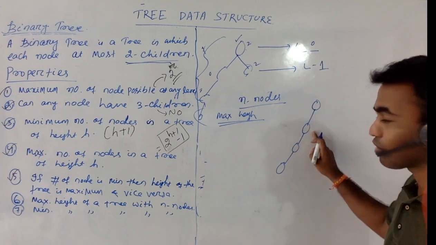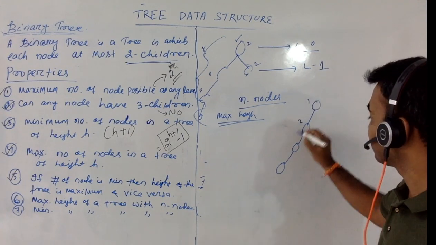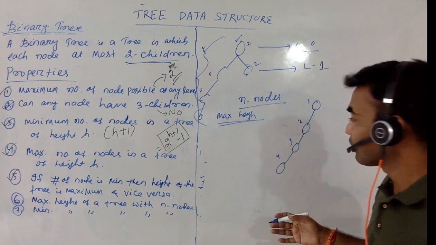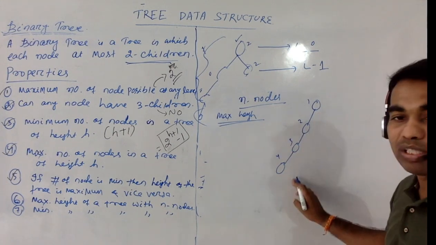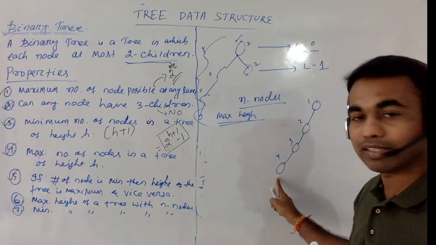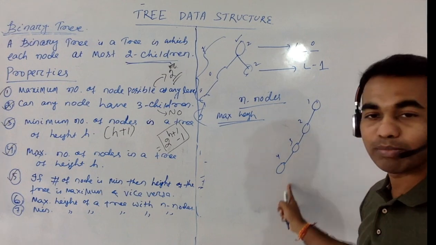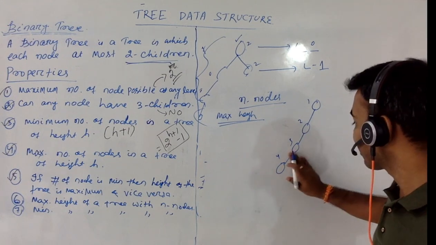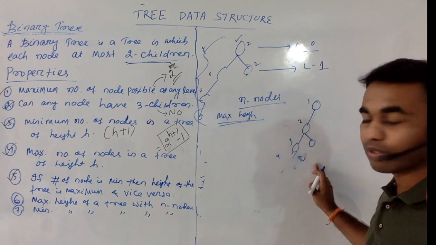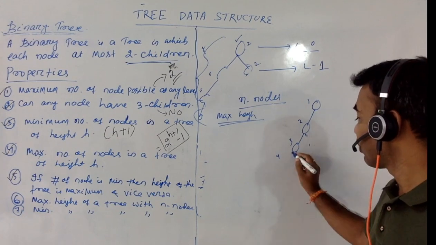If there are 4 nodes, 1 2 3 4, can I have more height? No, right? So that means maximum height is only possible when every node has only one child, except the leaf node, but everyone will be below. If instead of this, I do this, then this is not going to be the maximum height. Height will be 2. So this is the one possibility.